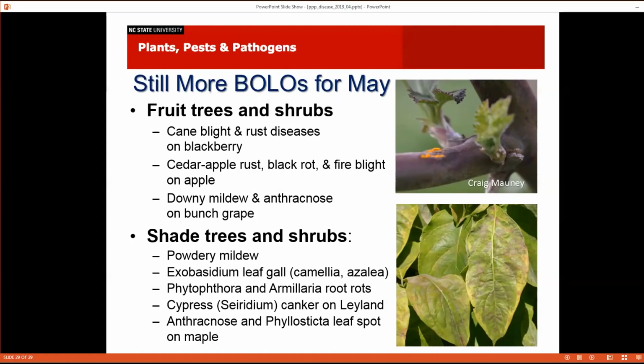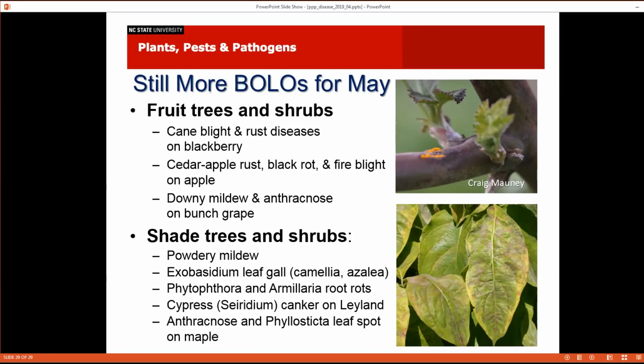On apples, our cedar apple rust, which would have been from the junipers, those spores blow over to the apples and cause infections that we'll be starting to see, as well as be on the lookout for black rot and fire blight. On bunch grapes, downy mildew and anthracnose would be two diseases to be on the lookout for.